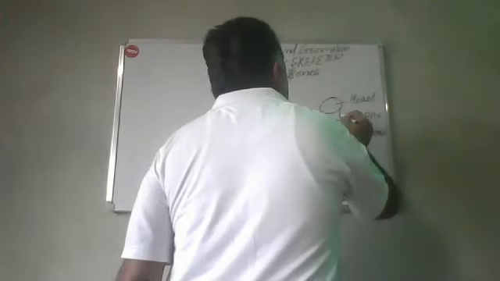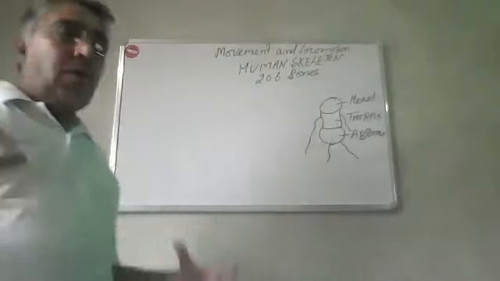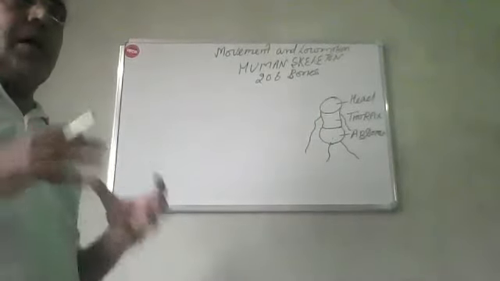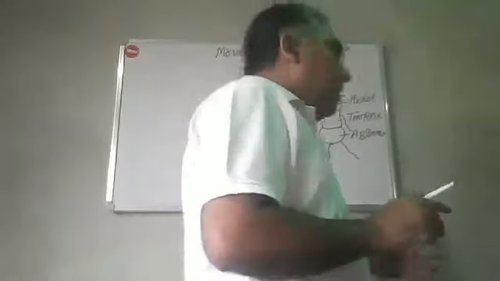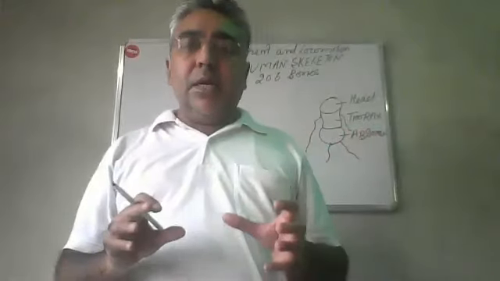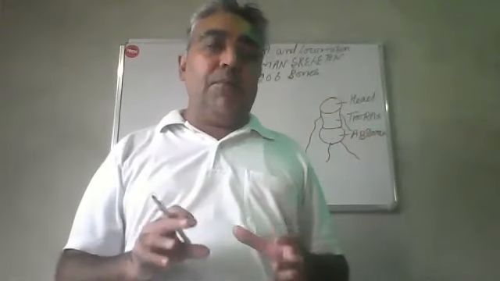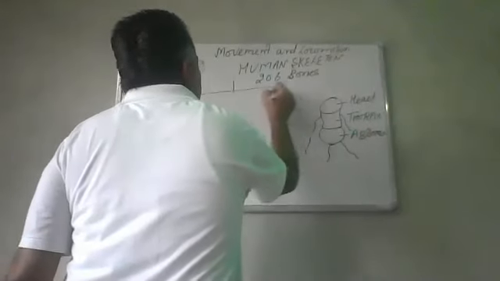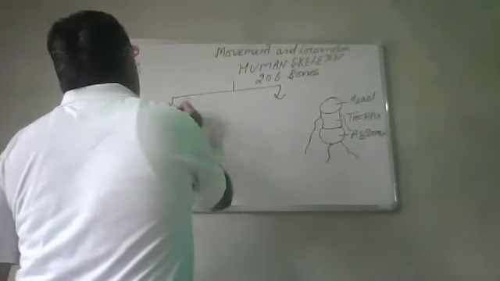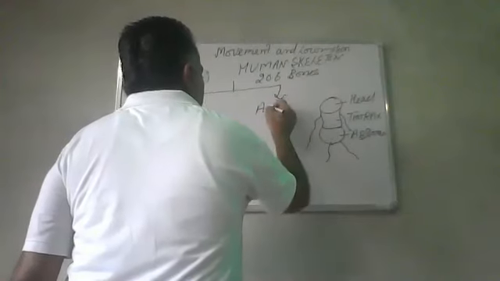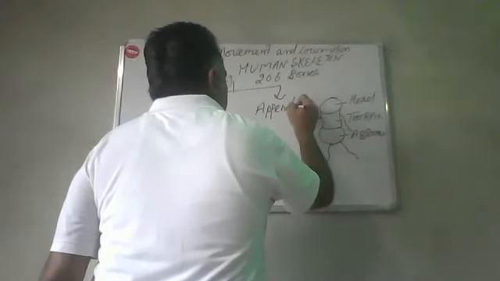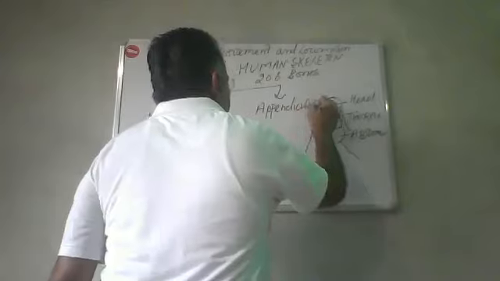And after that, arms and legs come under the appendicular skeleton. These are joined to the main body with the help of girdles. For this, you have to study two girdles: in the arms, there is the pectoral girdle, and in the legs, there is the pelvic girdle. So you have to study the human skeleton in two parts, the axial skeleton and the appendicular skeleton.